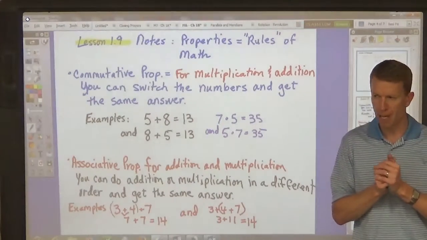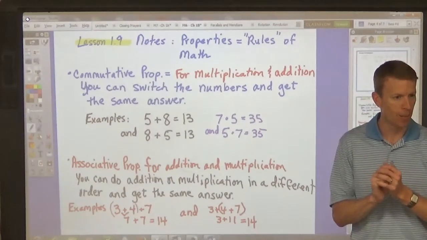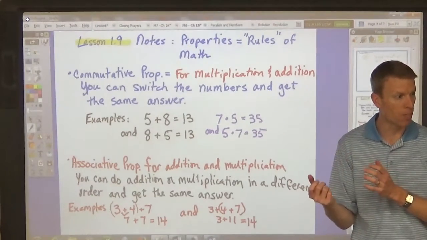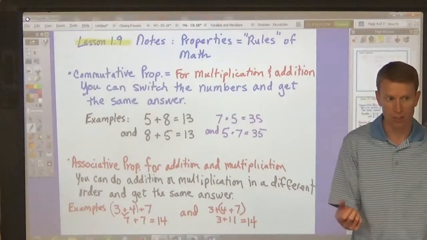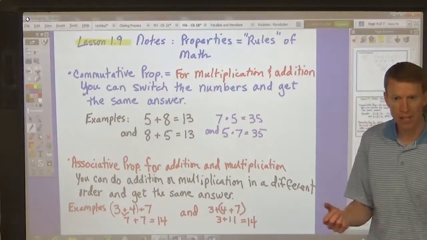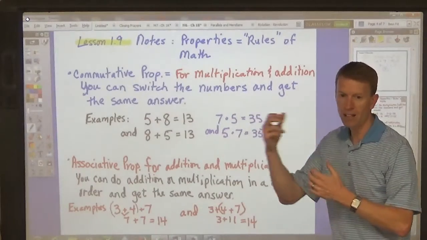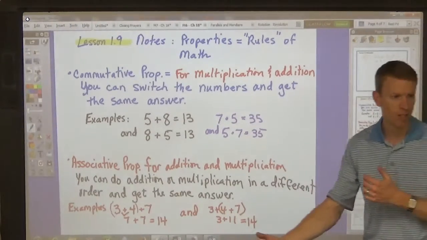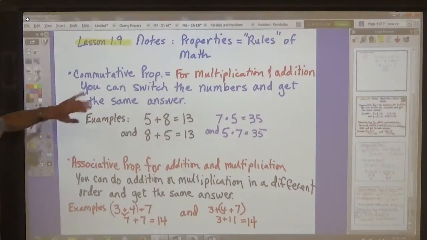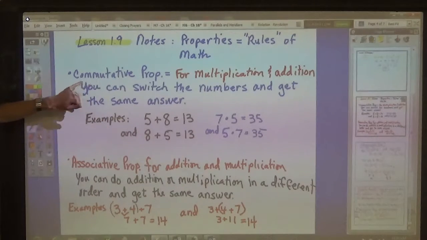A pitcher in baseball can try to keep the runners close to first base, but they have to follow certain rules. If they don't follow those rules, it's called a balk, and the runner is awarded the next base. So the pitcher can play within the rules, but they can't violate those rules. And there are certain rules that you can use when you're doing math that help you, but you can't violate those rules.